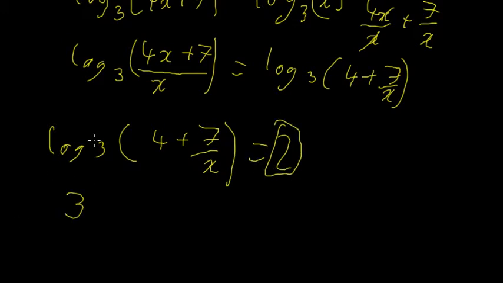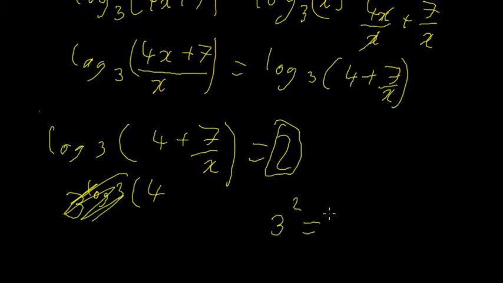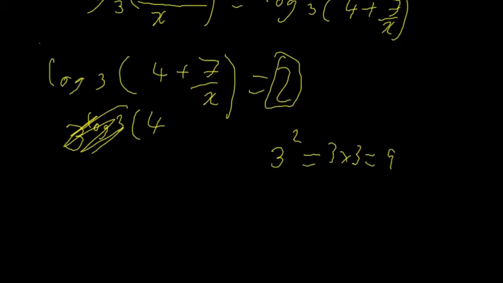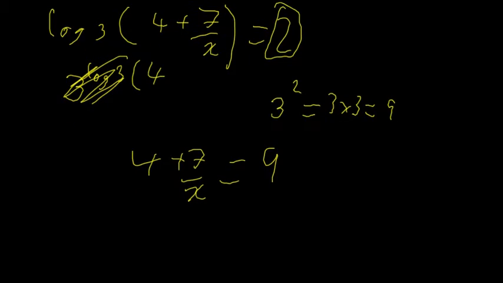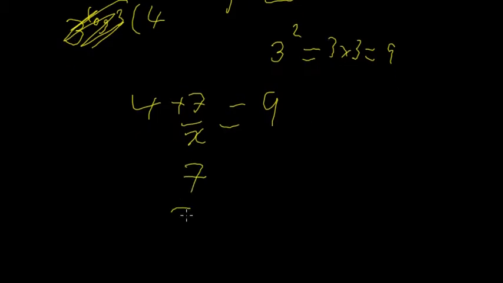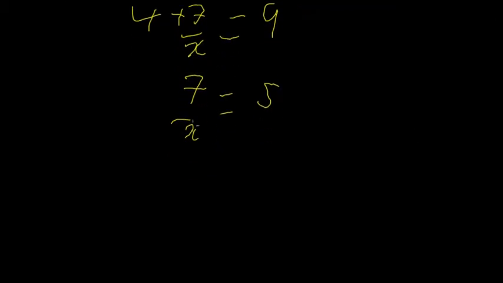Let's do everything to the power of 3. So this log times log base 3 just gives you what's in this box. We can kill these 2. But this number here, 3 to the power of 2, is 3 times 3, or 9. So we would just say that 4 plus 7 over x is 9. Cancel this down, so subtract 4 from both sides, so you get 7 over x equals 5. Okay, that was a bit of a blunder. Multiply both sides by x, so 7 equals 5x. Move it back over, 7 over 5 equals x.